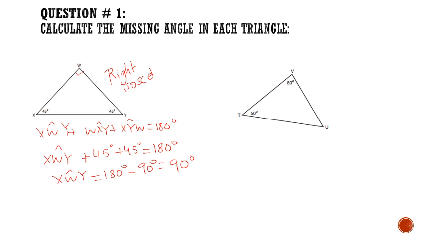Who can mark for me the equal sides? Yes, Jamil. The equal sides are XW and YW. You have to put those two marks in order to know what sides are equal. Okay? So the same steps should be done with the second triangle.